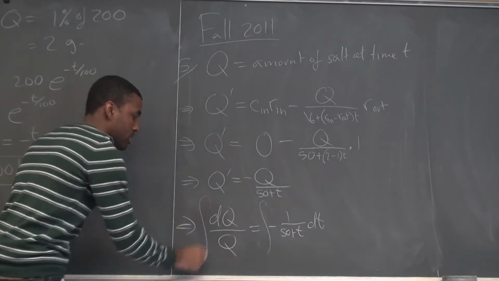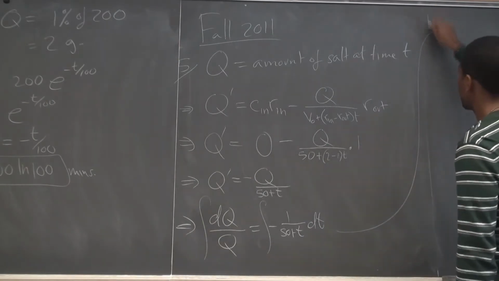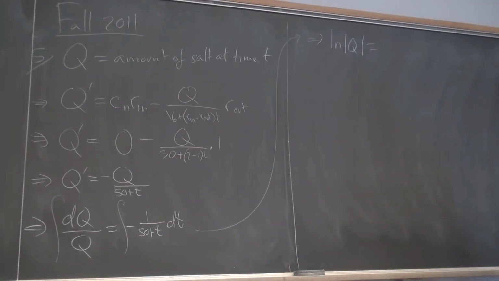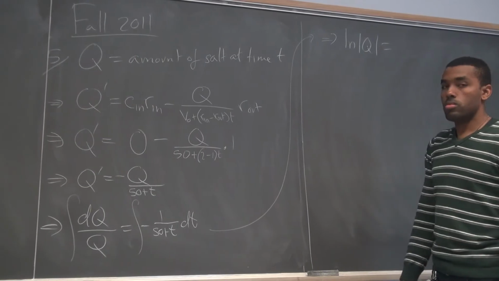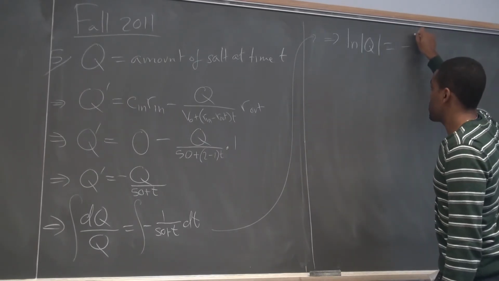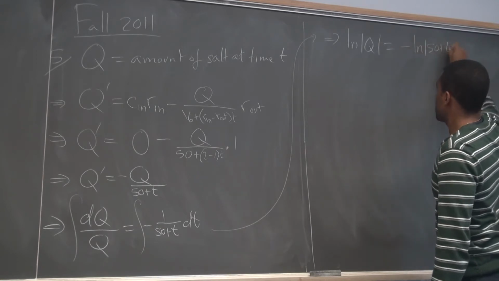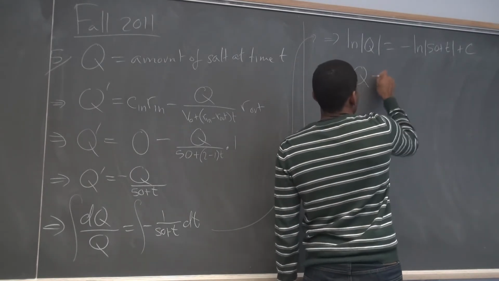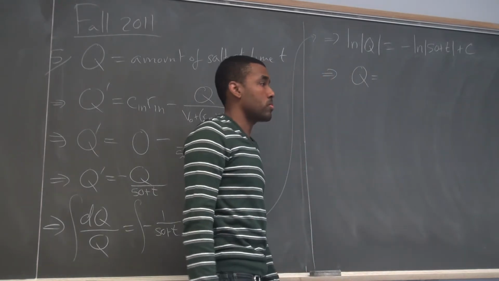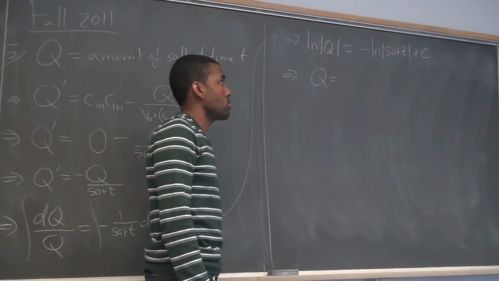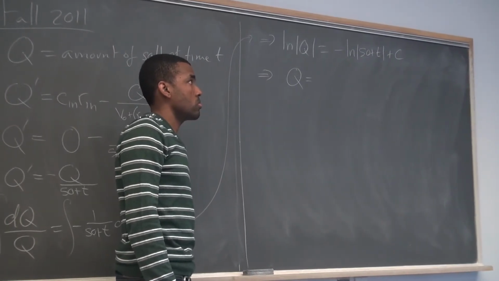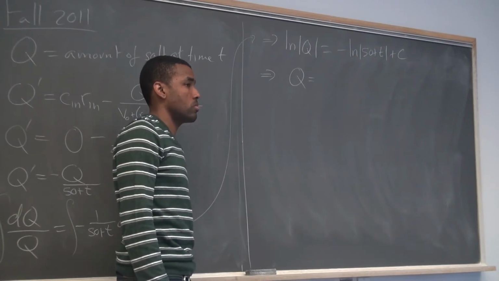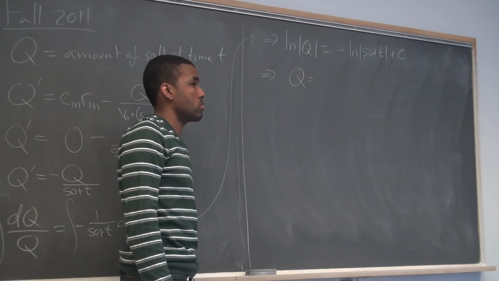Right, so that's what you separate it. You integrate both sides. So this means ln Q equals, what's the integral of that? Negative 50. So this means Q is equal to what? What? Q is equal to what? Negative 50 plus T, plus C.